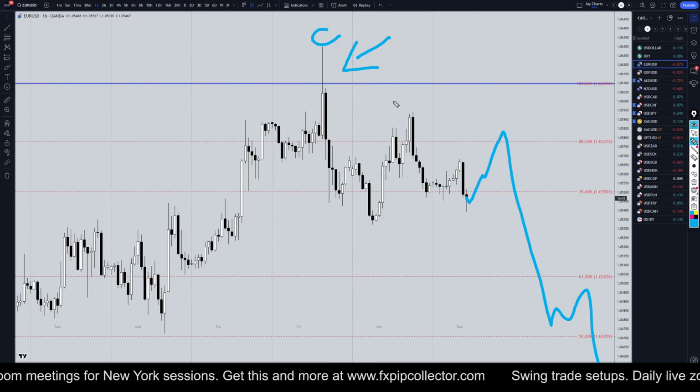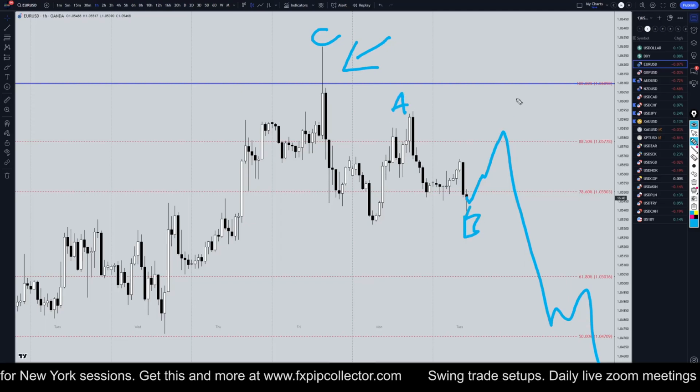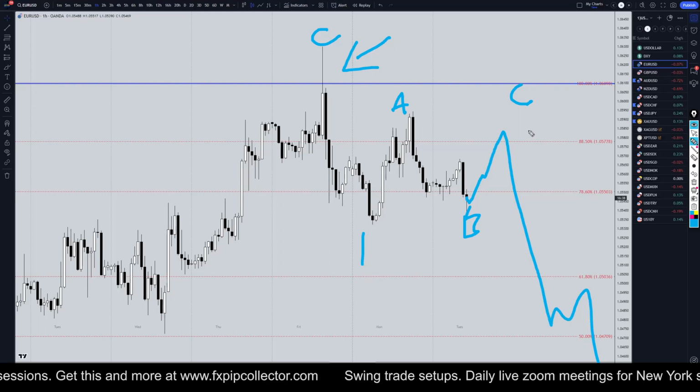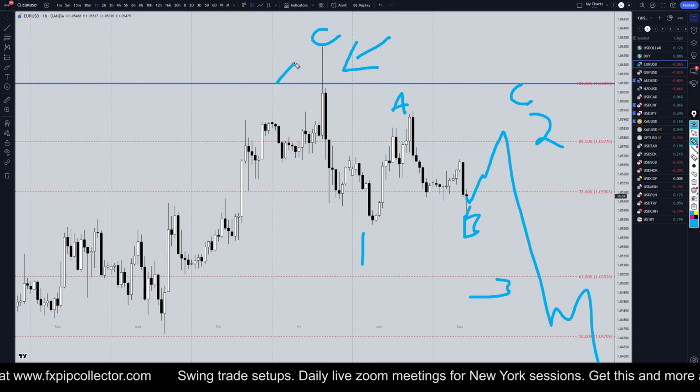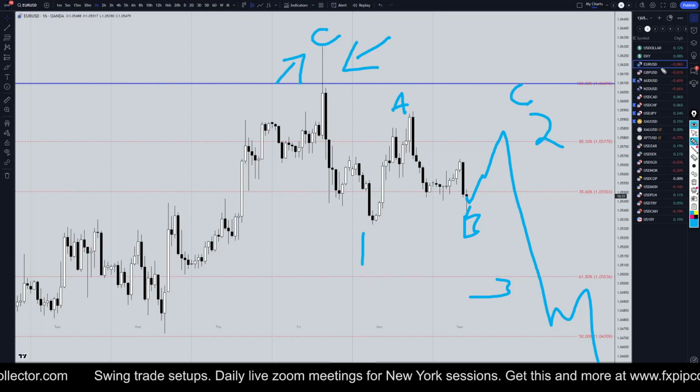Now, it can definitely pop up. I mean, this definitely could be an A, B, C. Like, this could be like a wave 1, this could be wave 2, and then down for wave 3. But if this up here really is a wave C, then it cannot go up and take out these highs.